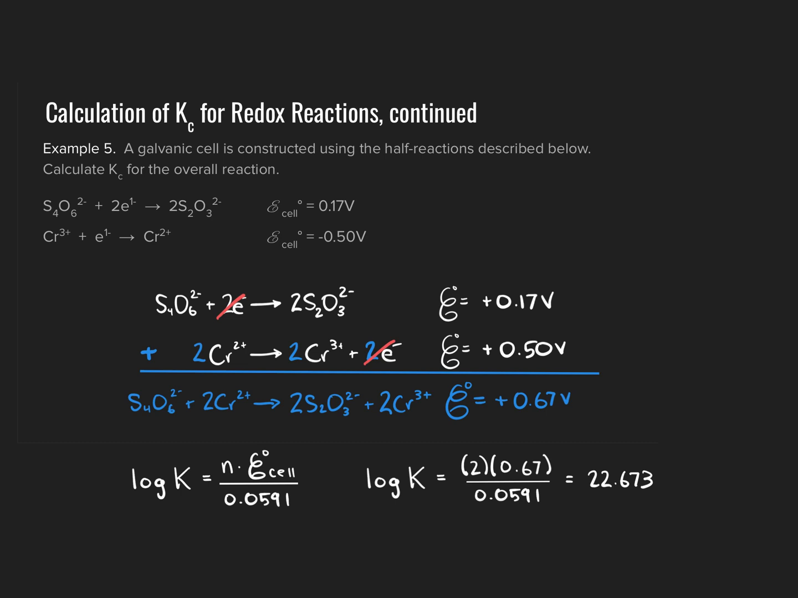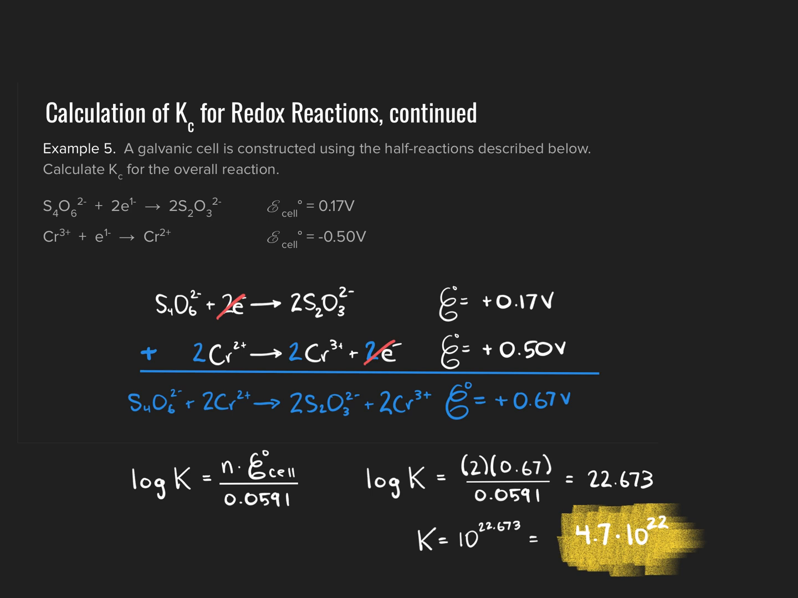And all that I need to do now to solve for K is to recognize that the inverse of a log operation is in fact an exponent. So I'm going to go ahead, therefore, and say 10 to the 22.673 power would be equivalent to our value of the equilibrium constant Kc. And that gives me a value, as I plug into my calculator, of approximately 4.7 times 10 to the 22nd. So we've got a calculated value of the equilibrium constant Kc.